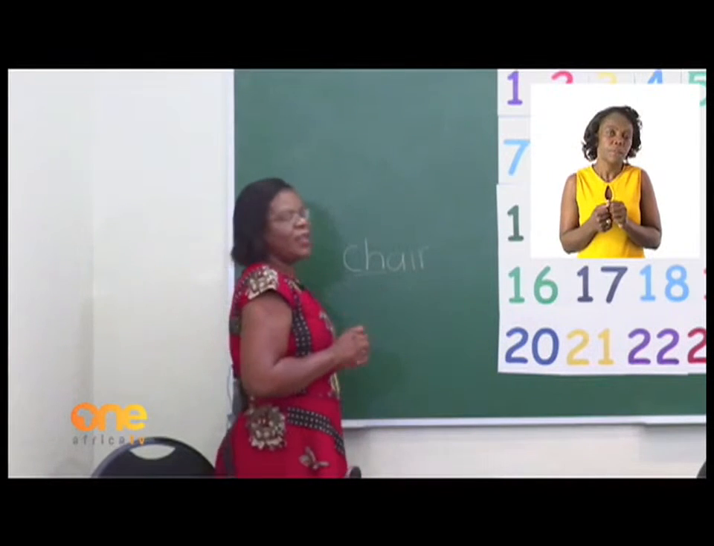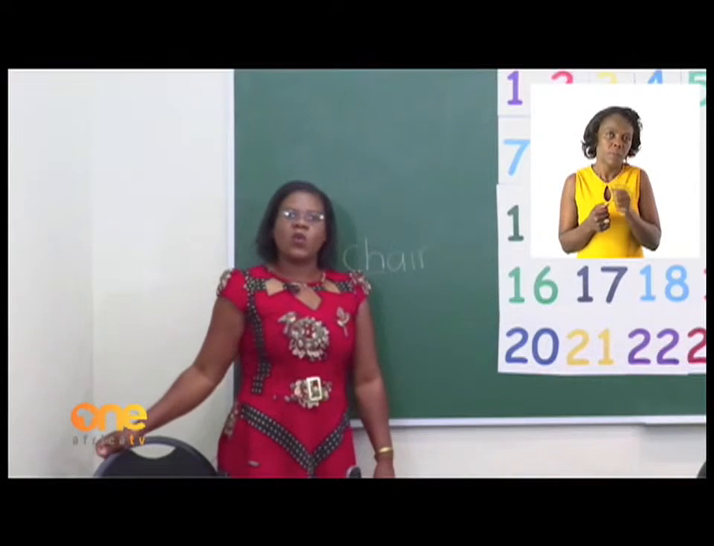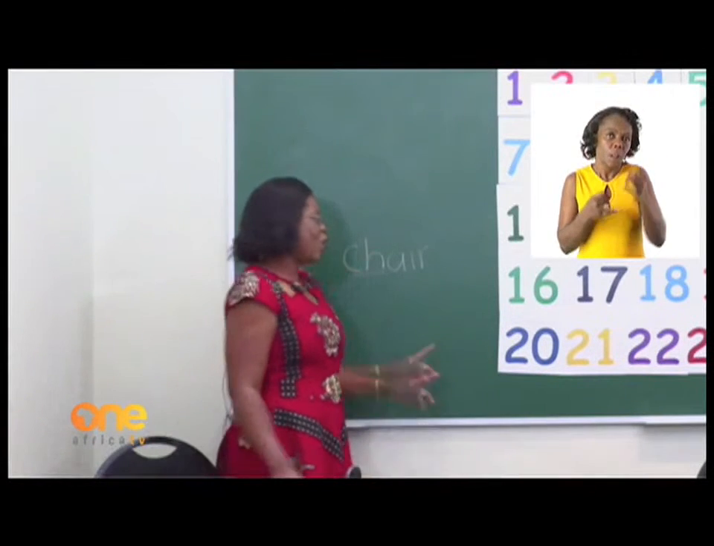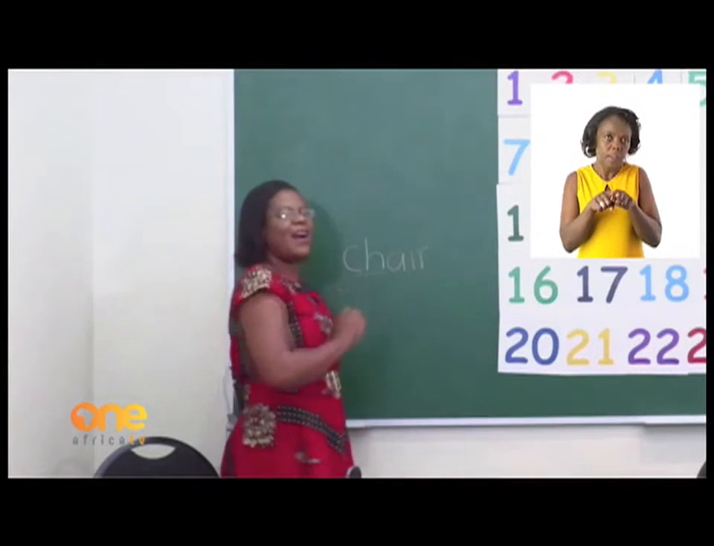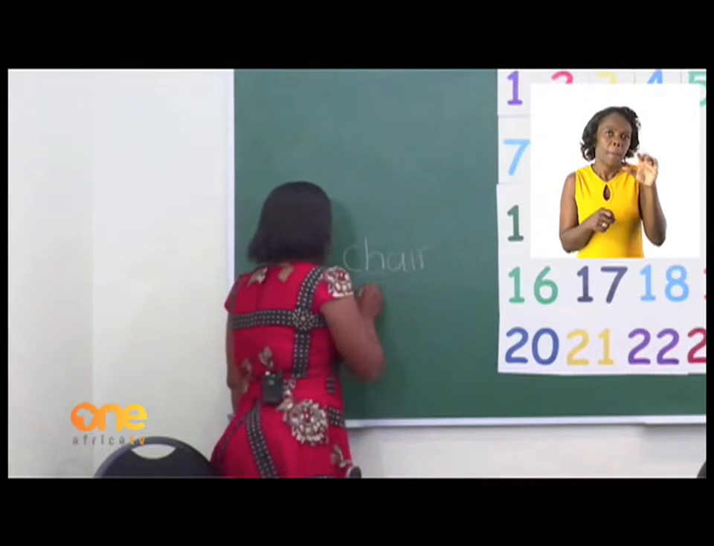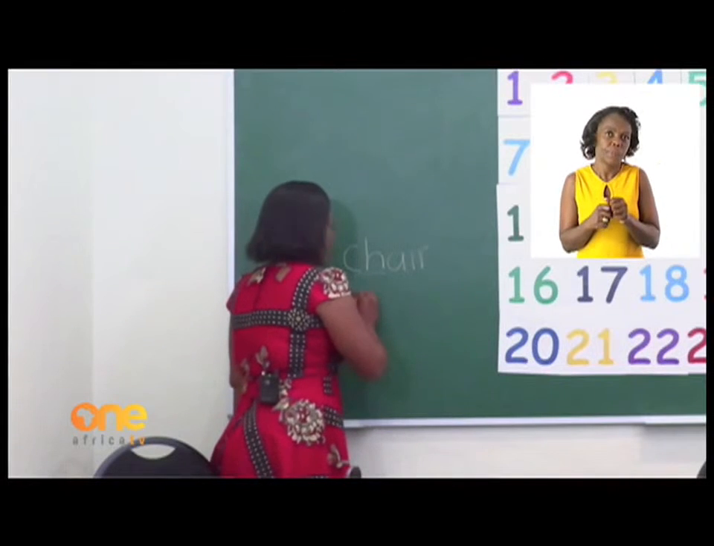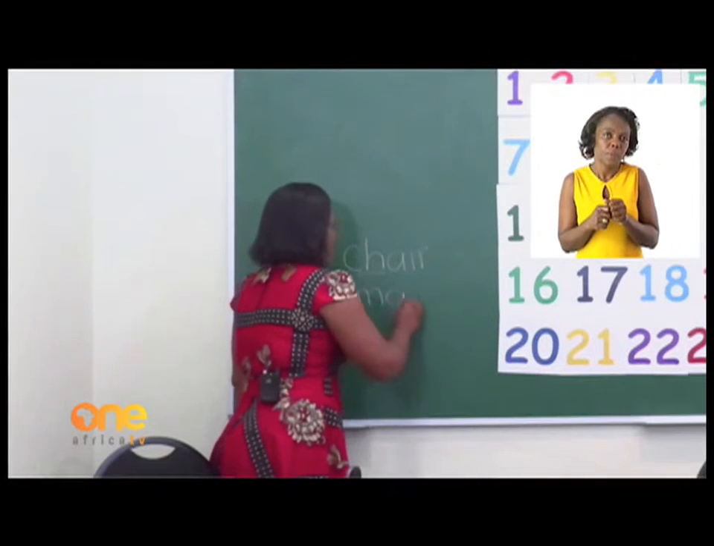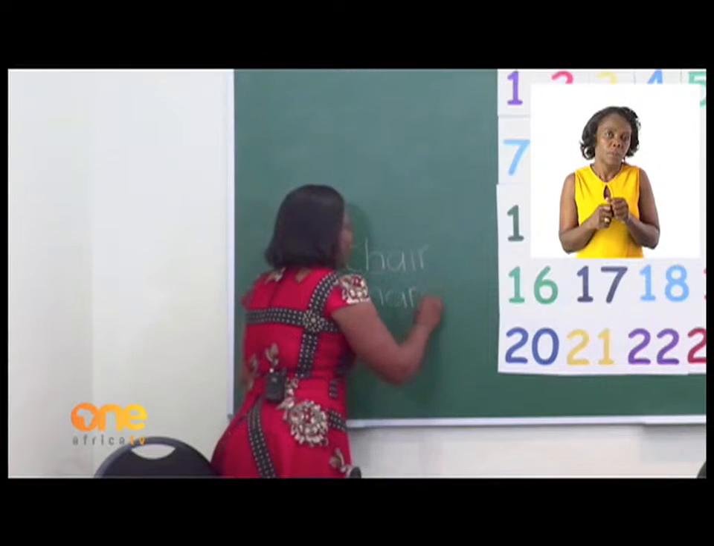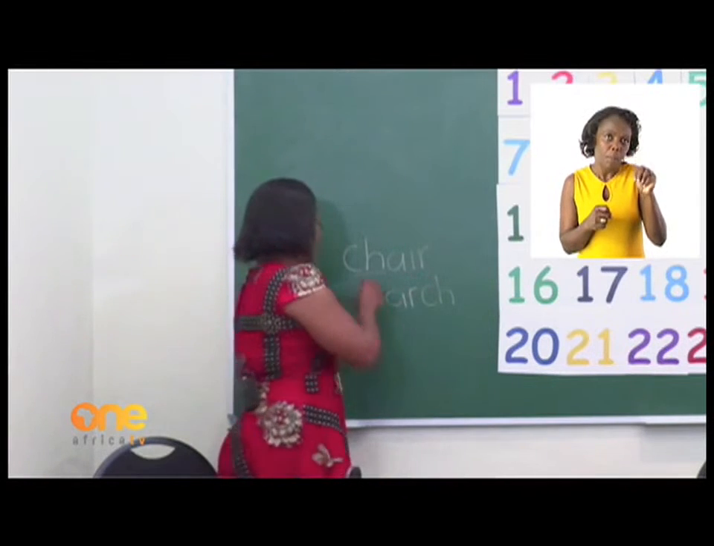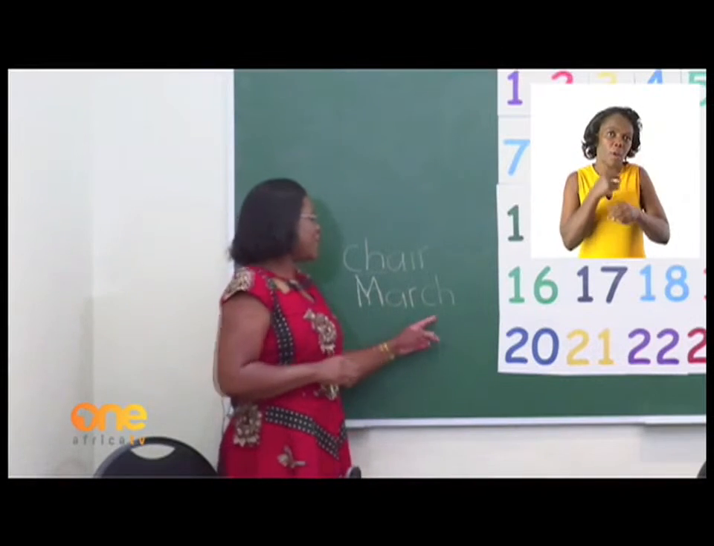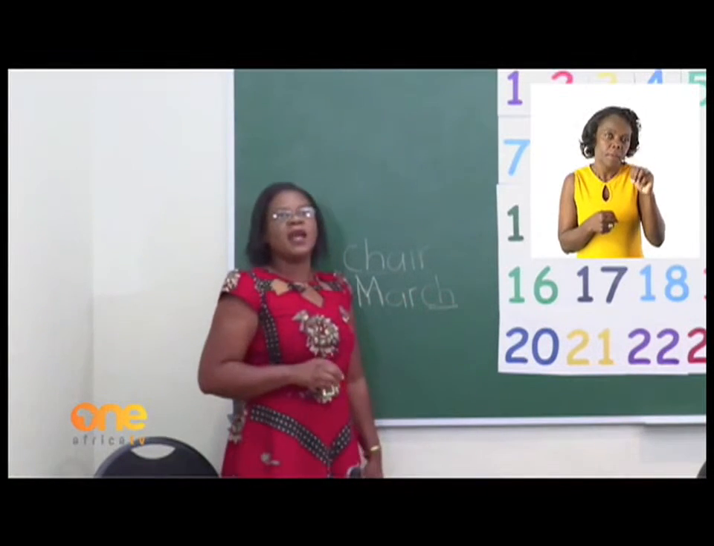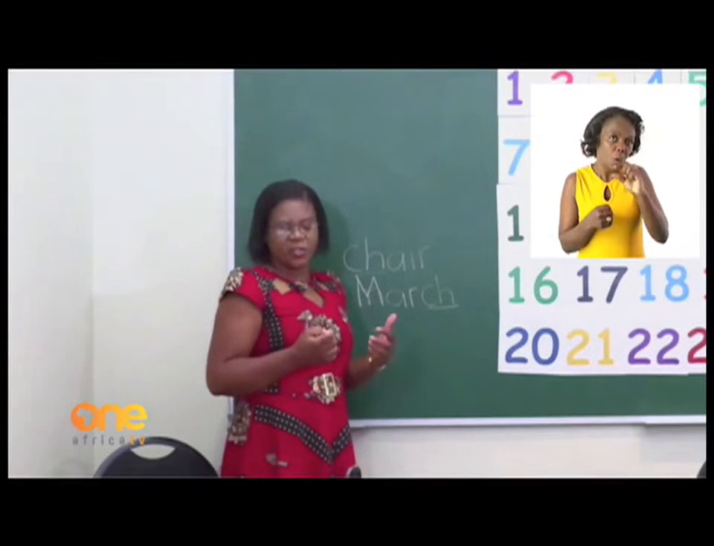Right, it's a ch. And it can also come at the end of a word. It's still a ch. It doesn't change as long as it's a k and a h. All right, let's write March. It's a month of the year, March. It's at the end of a word, but it's still a ch.